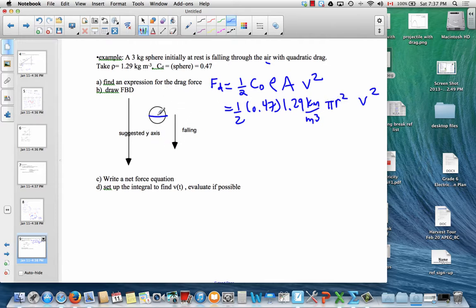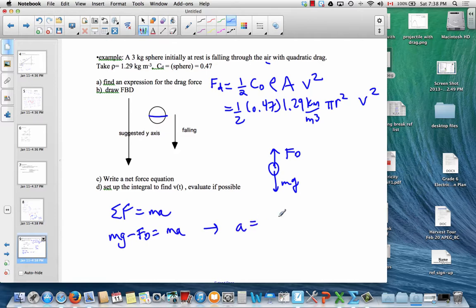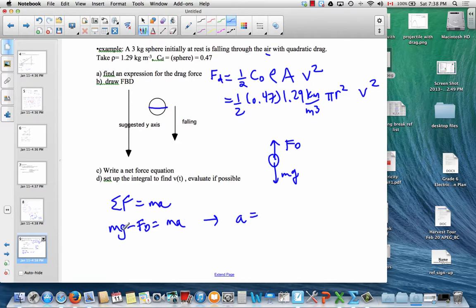Now it is falling, so there'll be a force mg, and then opposing that will be this drag force. So if we write Newton's second law, then we're suggested to use a y-axis that's downwards. Okay, sum of the forces is ma, so we're going to have mg minus the drag force equals ma. So we're going to have an acceleration that is g minus the drag force over m.